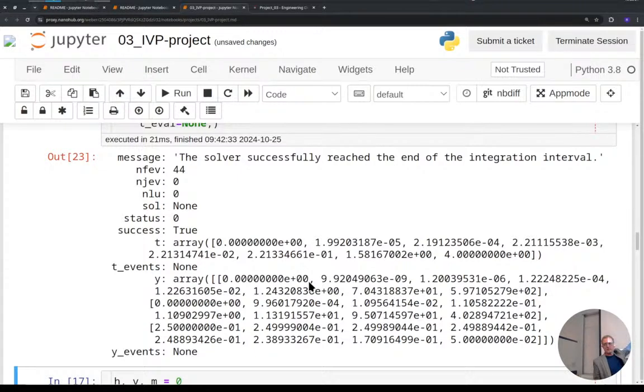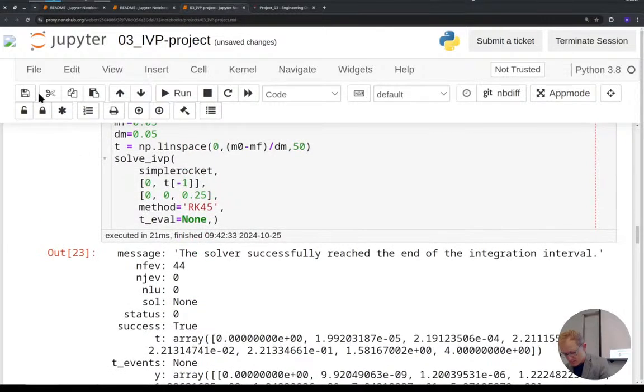NFEV is the number of function evaluations, like how many times it ran through that simple rocket equation. Success means that yes, it reached the end of that time period, like it didn't have to stop because it hit some kind of not a number. And t and y are the actual solutions: at what points did we get solutions, and y is the actual state values that we got there. So I could say SOL is that.